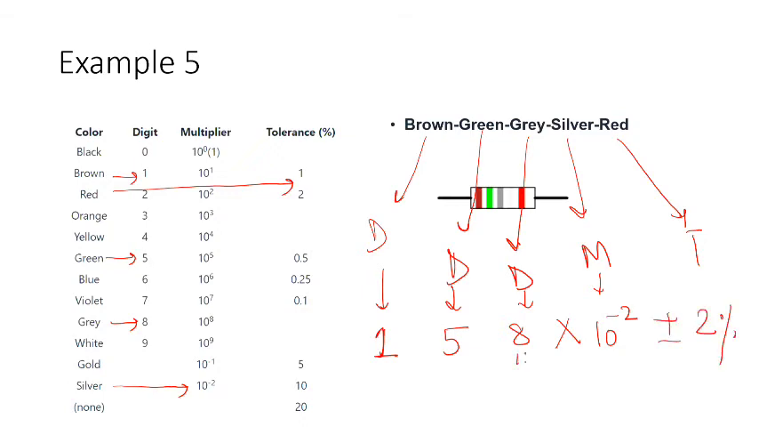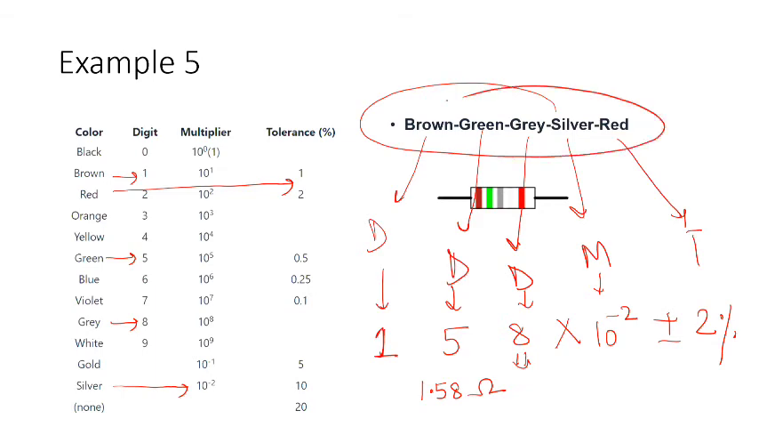Therefore, I can write 158 into 10 to the power minus 2 as 1.58 ohms. So my final answer would be: this sequence represents a resistor of value 1.58 ohms plus minus 2%.